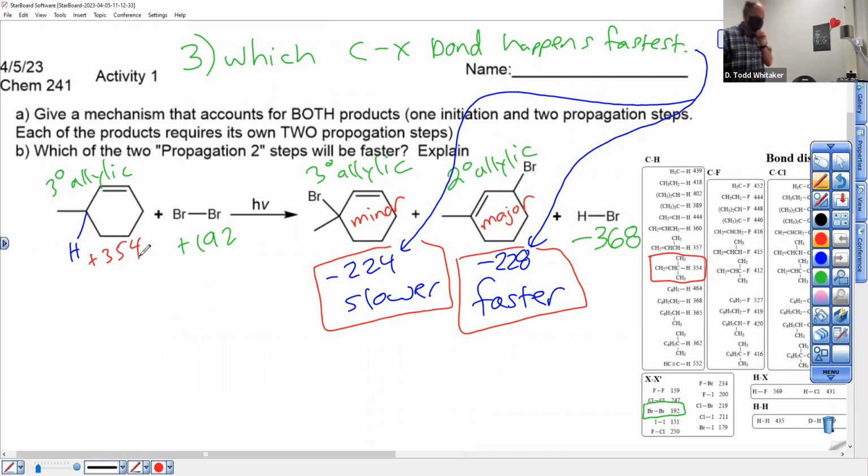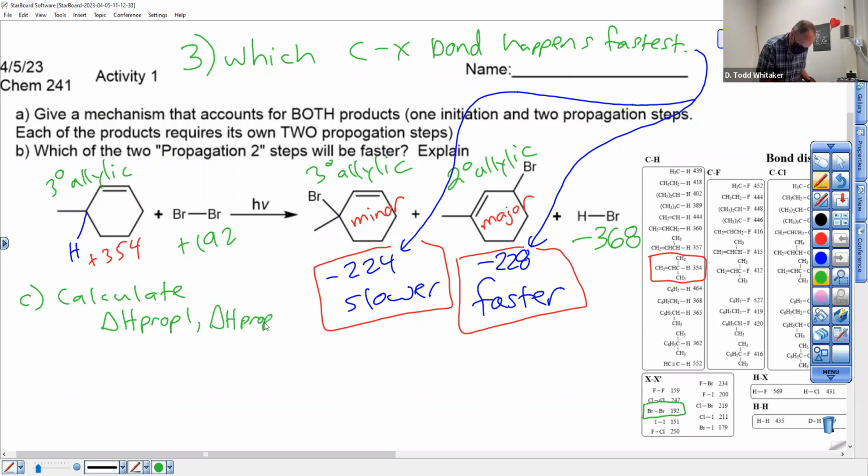Okay, good. We need these numbers later. Well, we don't even need these numbers. Yes, we do. We needed to do this prediction we just did. Give a mechanism. It doesn't say calculate. I wasted a lot of time. So let's make it not a waste of time. Since we're doing it, calculate delta H prop 1. I mean, we did it the other day. Prop 2. And delta H RXN. Major product only.